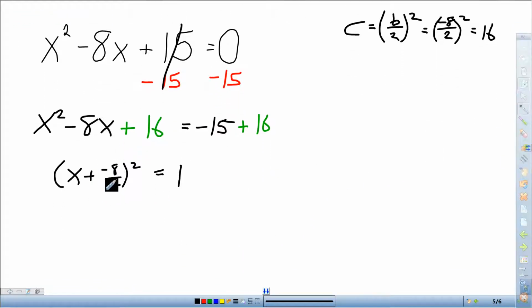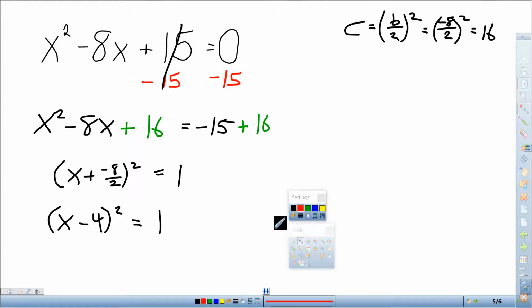Okay, so real quick, let's do this division here. So x, negative 8 divided by 2 gives me a negative 4. I don't want to write plus negative 4. It's just going to be minus 4 in here. Okay, over on the right, we have that 1. Okay, that was step number 2.